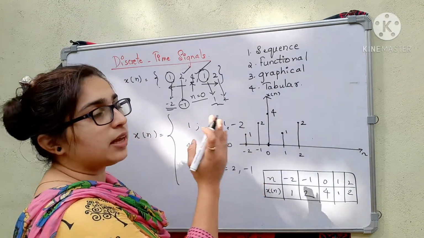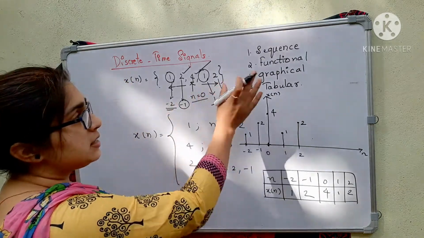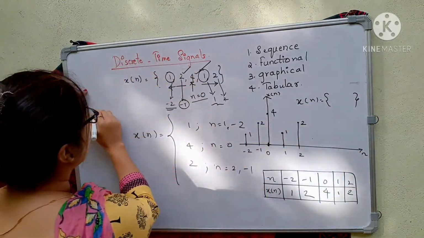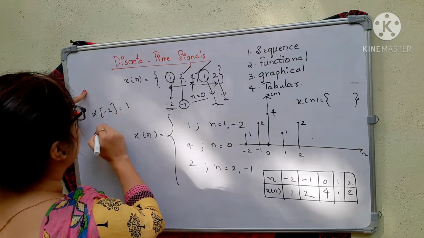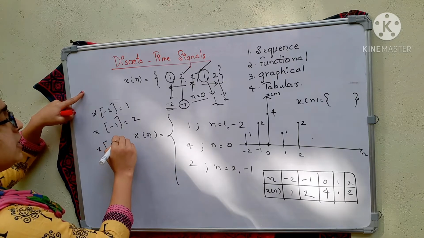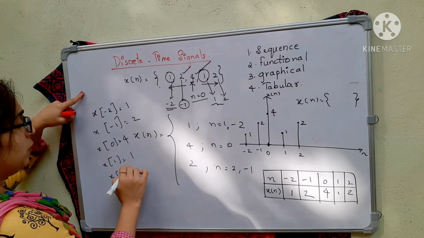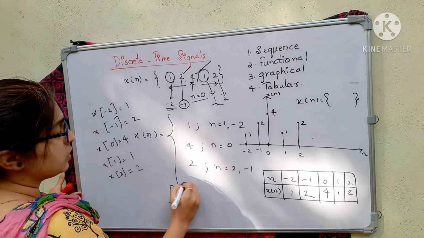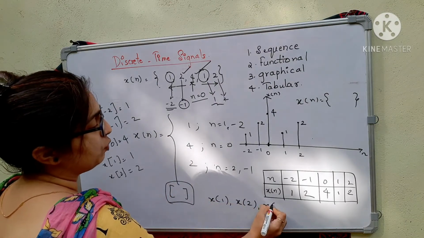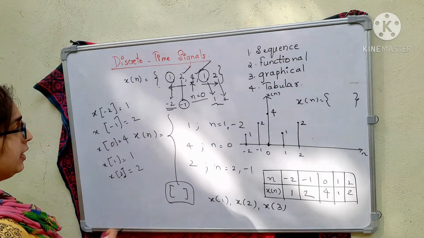And you know, a discrete time signal is obtained by sampling the continuous time signal, and it is x of n. If it is given like this, I can write x of minus 2 equal to 1, x of minus 1 equal to 2, x of 0 equal to 4, x of 1 equal to 1, x of 2 equal to 2. Here you are using square brackets, remember. For a continuous time signal it will be x of 2, x of 3 with round brackets, but for discrete time signals we use square brackets for the samples.